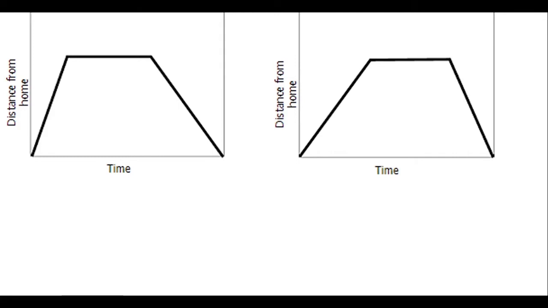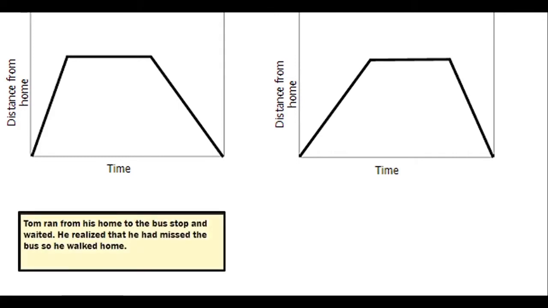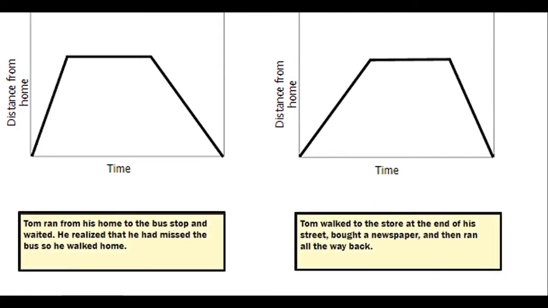So let's see which scenarios might fit that. So in the first one, Tom ran from his house to the bus stop, waited at the bus stop, realized he was way too late for the bus, and he walked home. So the high speed was the running, and the lower speed was the walking home. On the right hand side, he walked to the store at the end of the street, he bought a newspaper, and then he ran all the way back. Okay, so there's some subtle differences in these diagrams.